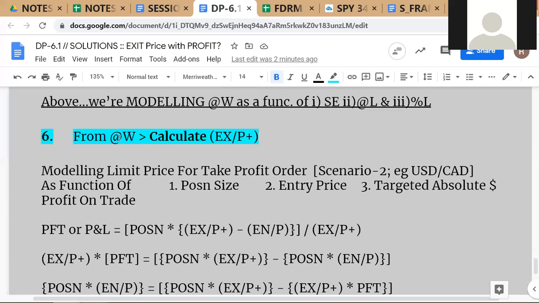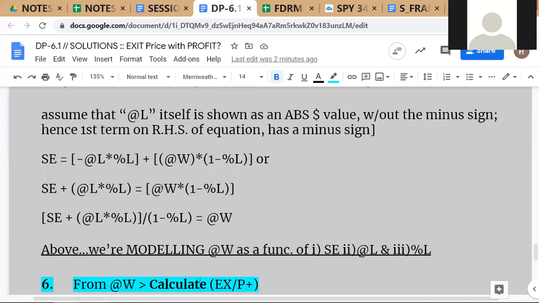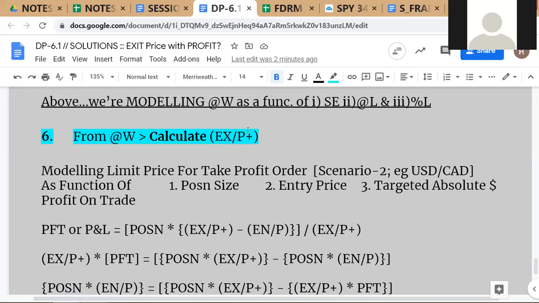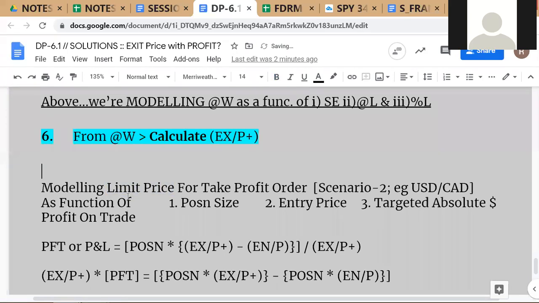So let's look at it. This is the last thing. Now we've got this average win. From average win, we have to calculate the exit price. This is basically going to be the limit price for our take profit order. Let me just clarify this once again, by reference to, write it here.